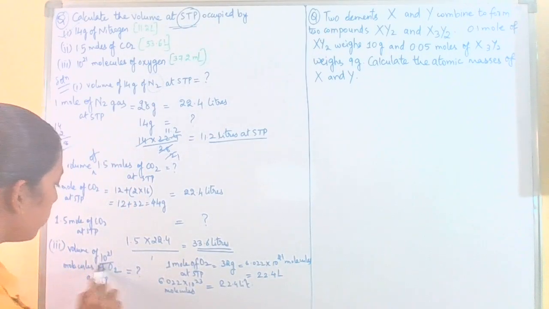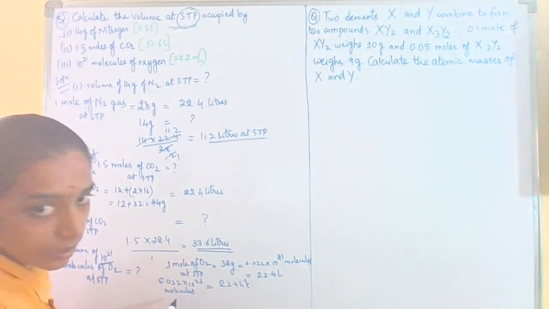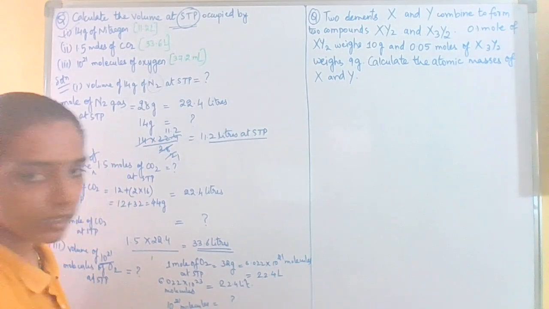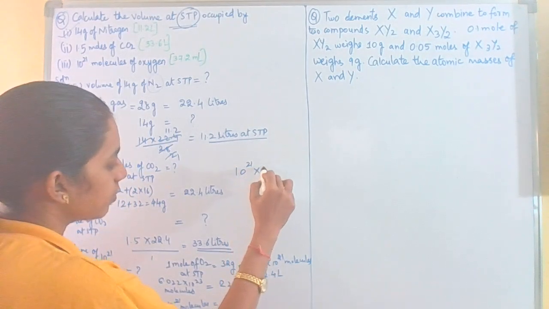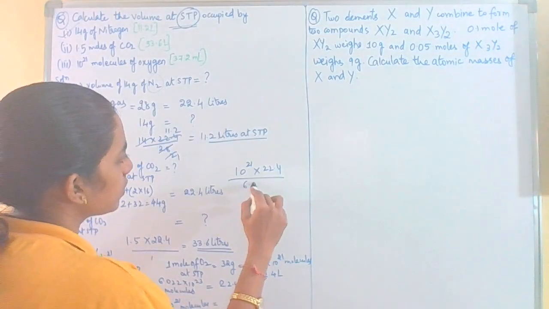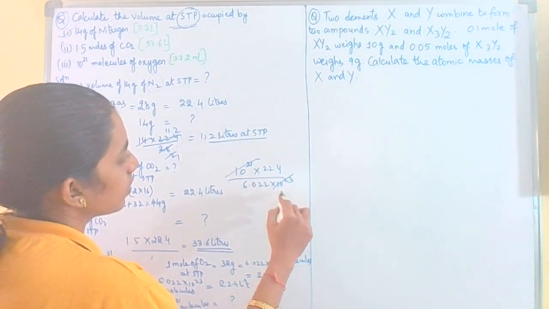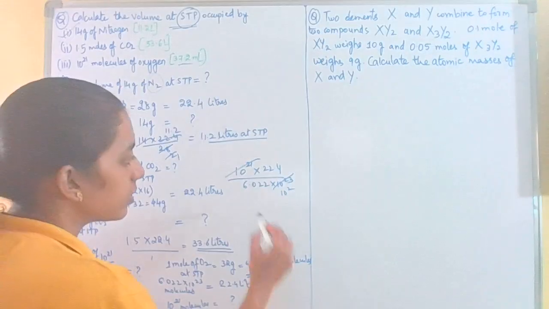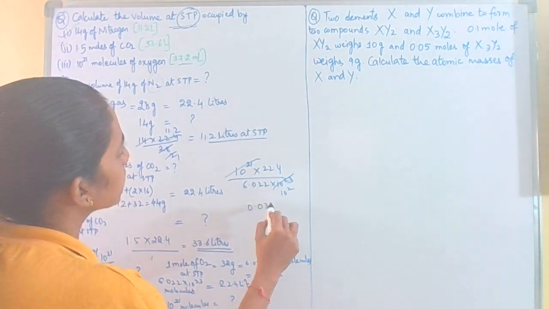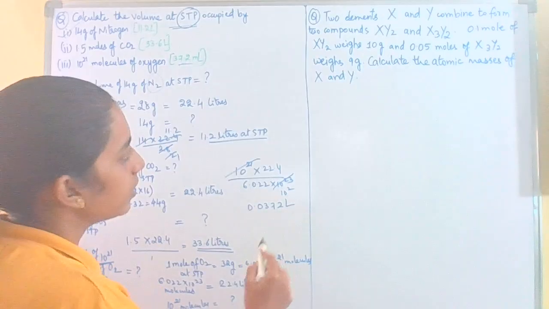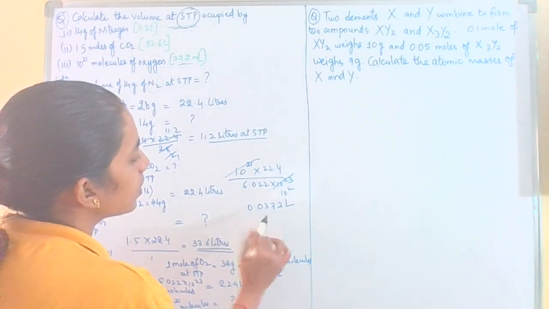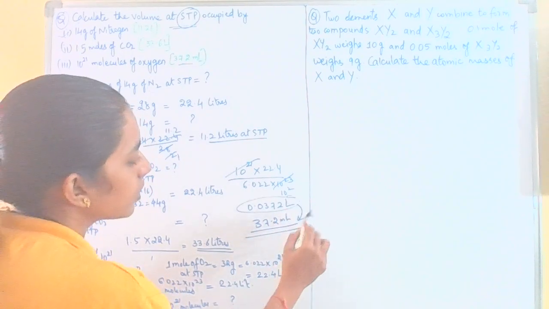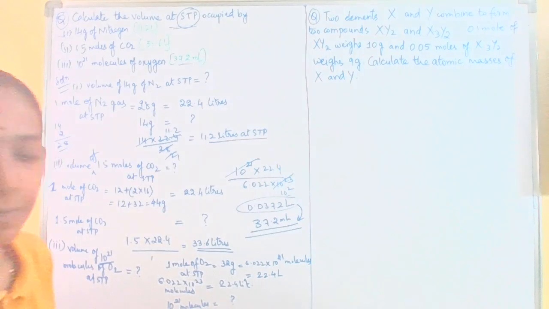Then 10 to the power 21 molecules of oxygen occupy how many liters? So 10 to the power 21 into 22.4 by 6.022 into 10 to the power 23. You will be getting 37.2. First you will be getting it in liters, something around 0.0372 liters. You have to convert it into milliliters, which will be 37.2 milliliters. Okay, from liters you have to convert it into milliliters and write the final answer.